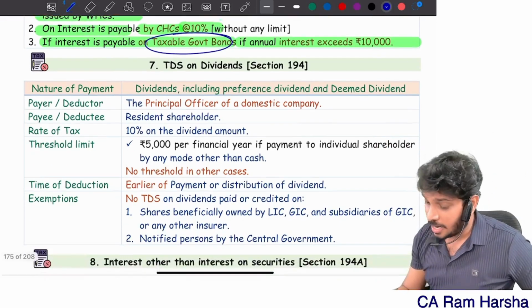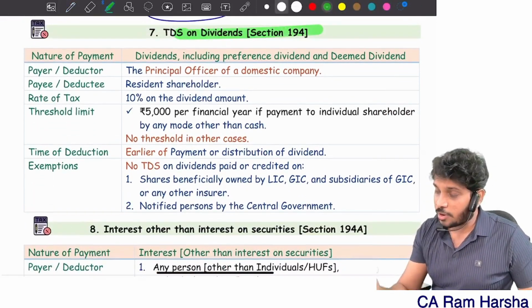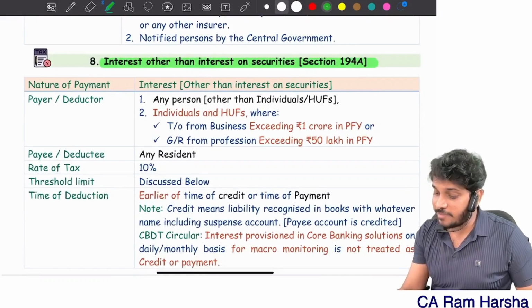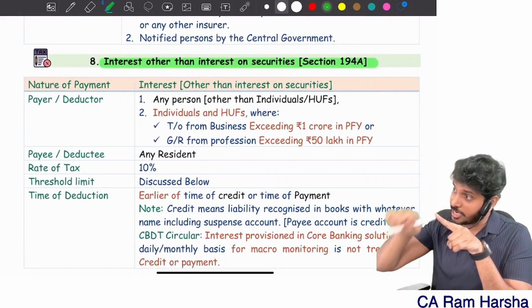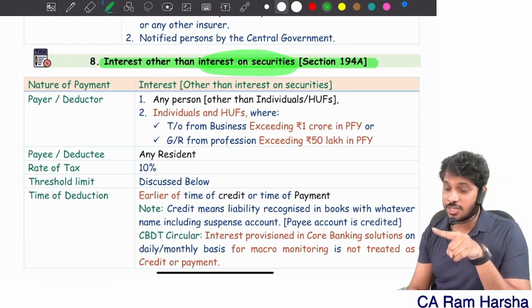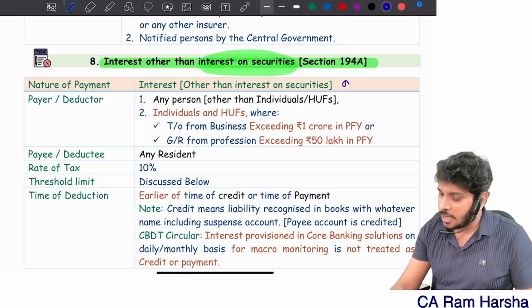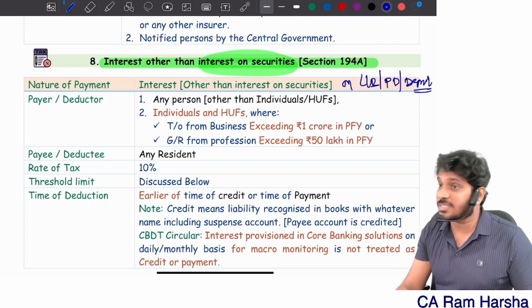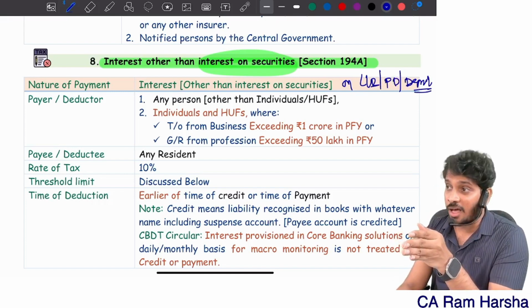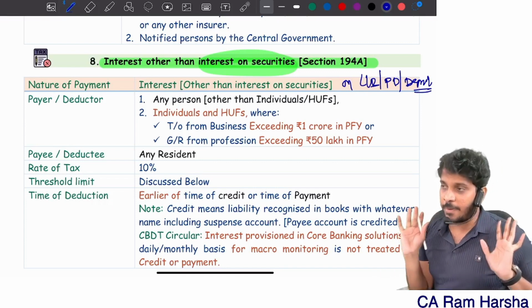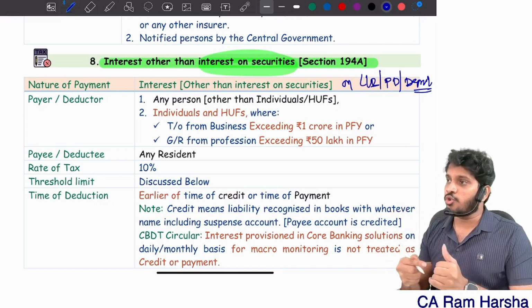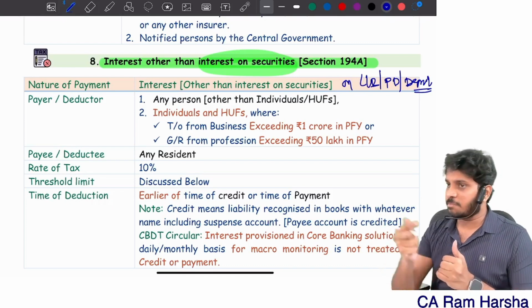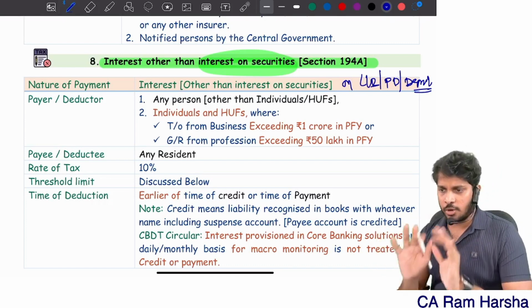Clear? Next, 194. Okay, 194A I will discuss, because 194A also talks about interest only. But other than interest on securities, then what interest? Interest on loans, interest on borrowings, interest on public deposits, interest on fixed deposits, recurring deposits accepted by the bank or post office. Simple. You are paying interest on what? Some loan you borrowed, some borrowing, some deposits, whatever you are paying interest on.